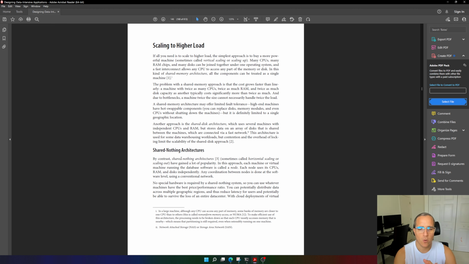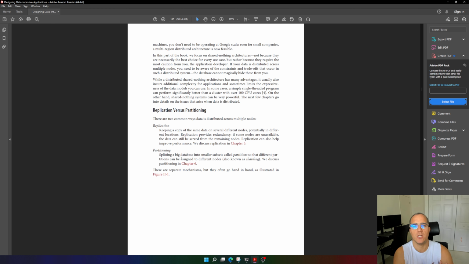No special hardware is required by a shared-nothing system, so you can use whatever machines have the best price-performance ratio. You can potentially distribute data across multiple geographic regions and thus reduce latency for users, and potentially be able to survive the loss of an entire data center. With cloud deployment of virtual machines, you don't need to be operating at Google scale. Even for small companies, a multi-region distributed architecture is now feasible.